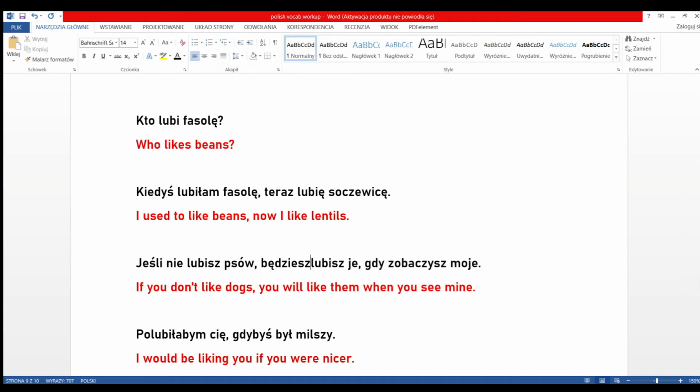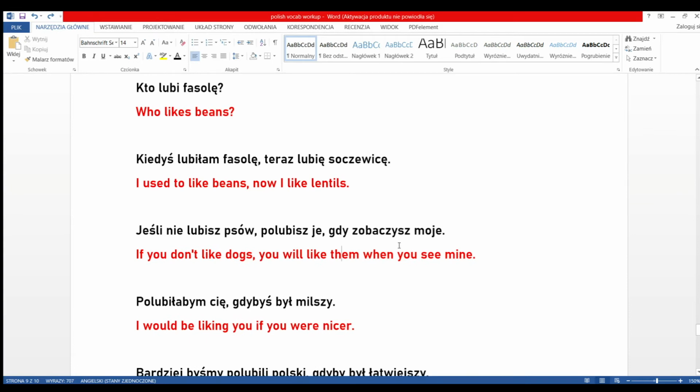będziesz lubił, because it's still imperfective, it is still continuous, and it will become you will be liking them. However, we are saying you will like them, so it would be polubić, which is the perfective aspect. Gdy zobaczysz moje psy, when you see mine, moje.